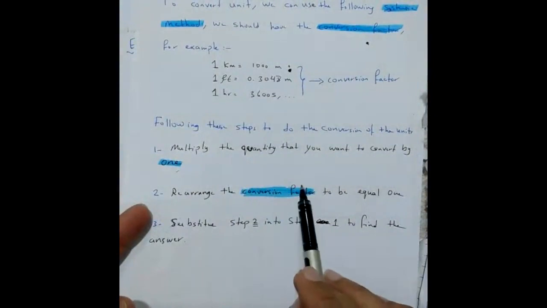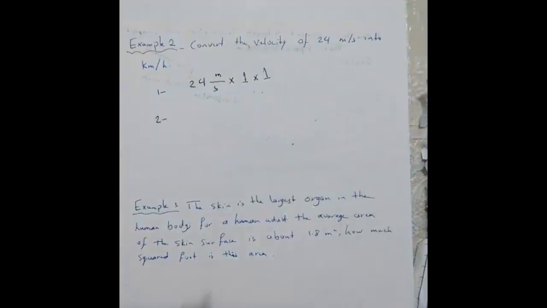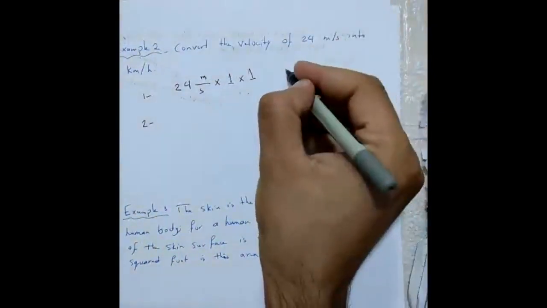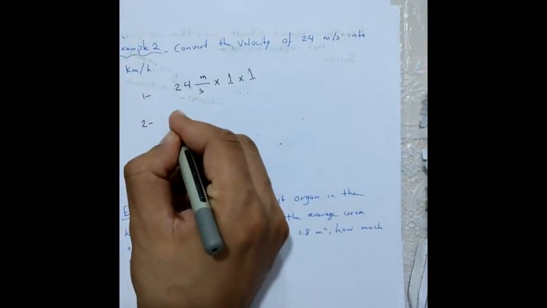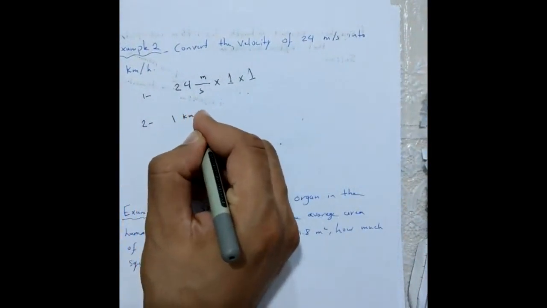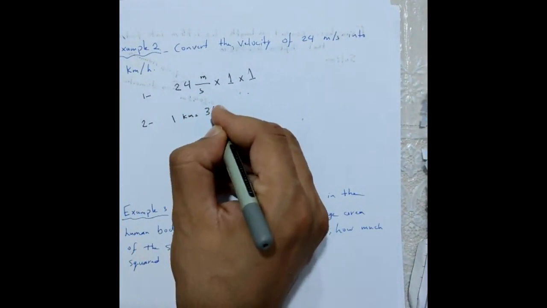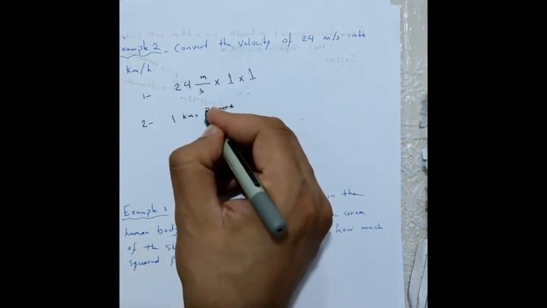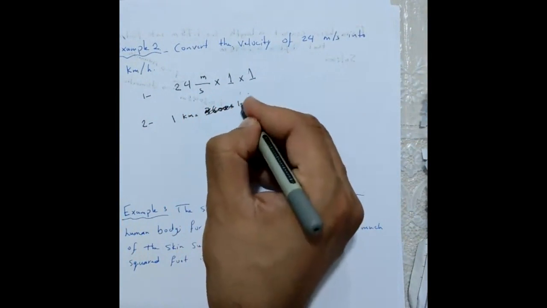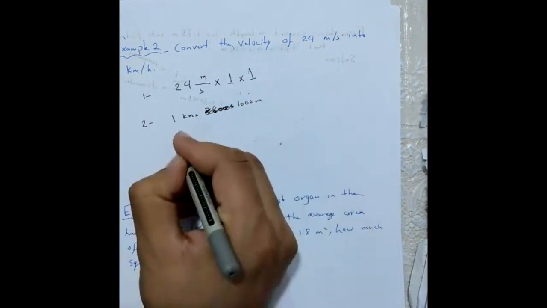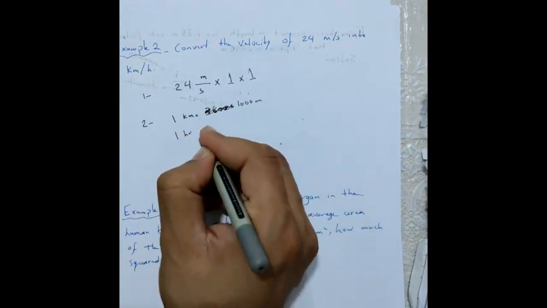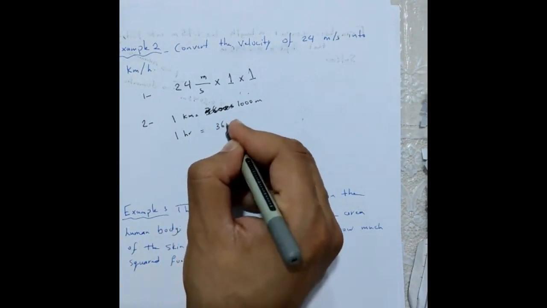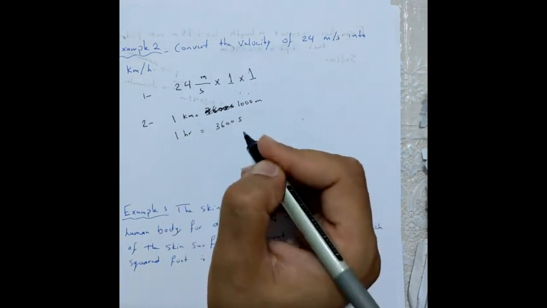Rearrange the conversion vector to be equal to 1. What is the conversion vector here? I will write it here. I have 1 kilometer equal 1,000 meter. And I have 1 hour equal 3,600 seconds. So I will rearrange them to be equal 1, but I should be careful.